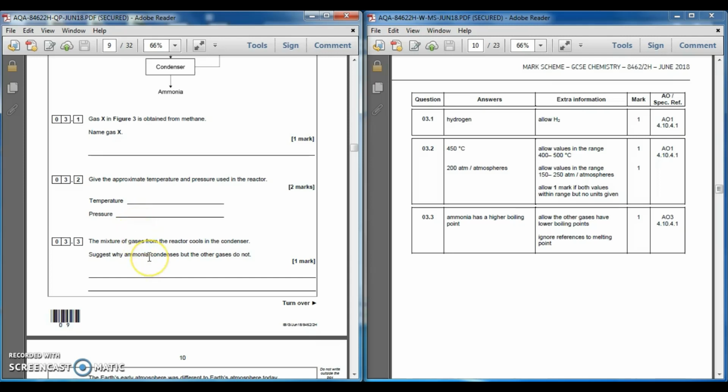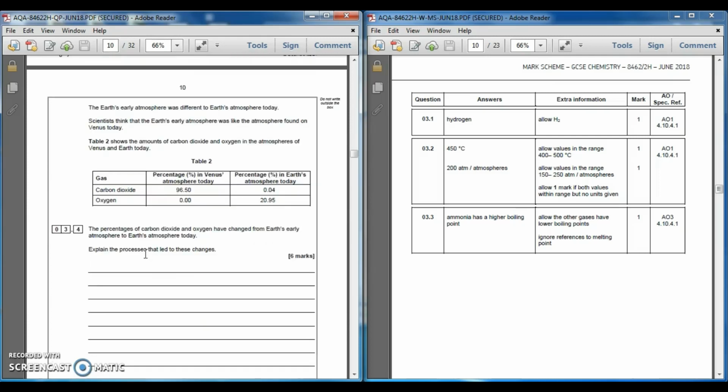Suggest why ammonia condenses but the other gases don't. A good chunk of people said that ammonia has got the higher boiling point, so it's harder for it to stay evaporated. And a lot of people that got it wrong just said it the other way around. They said that ammonia has a lower boiling point. I can see where you came from there, and hopefully when you stop and think about it, you'll just do that little, oh yeah, all right then, and then realise why that was the wrong one.